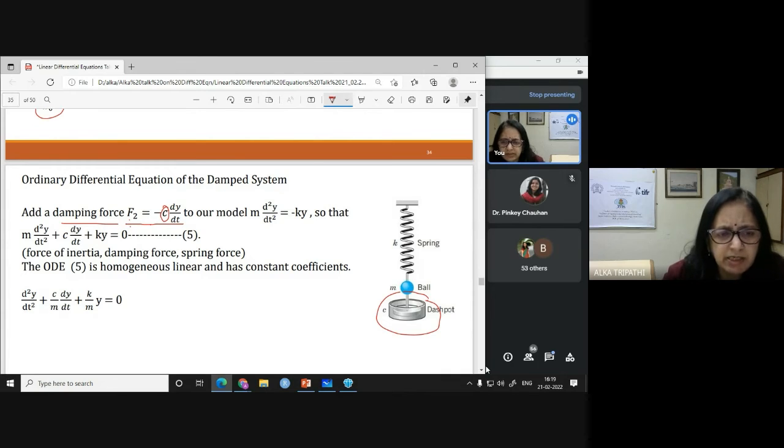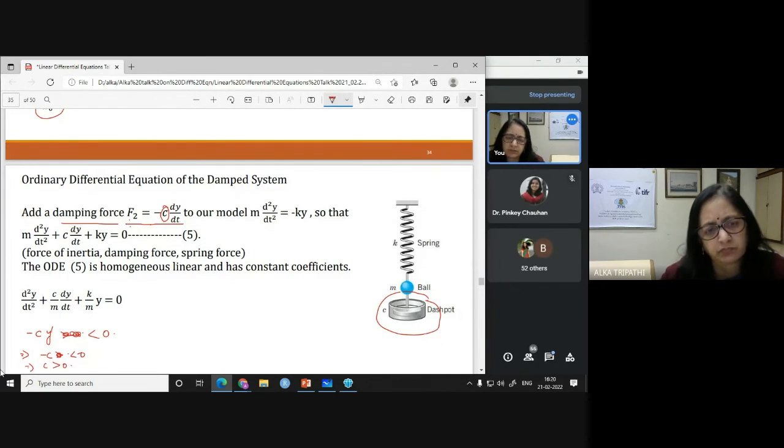The reason is, suppose dy by dt is positive, that means the ball is going downwards, then F2 is negative, that is minus c y dash is less than 0. Since y dash going downward is positive, F2 should be less than 0. So this value will be less than 0, which implies that c is greater than 0.